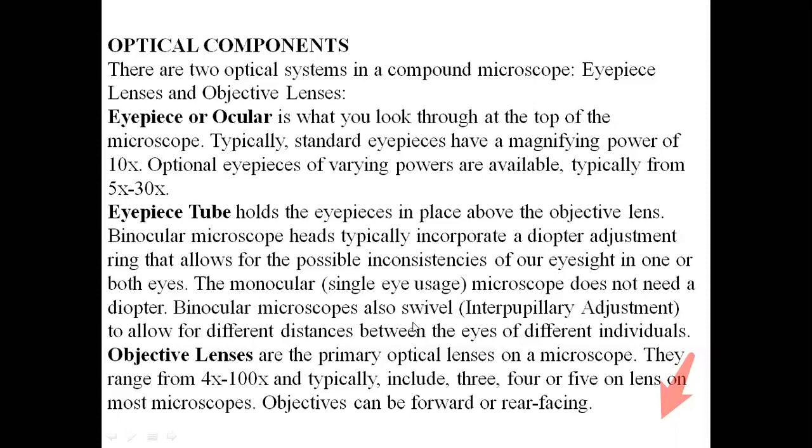Okay. What is the objective lens? The objective lens is at the bottom portion, just above the stage, through which you view the sample and focus on the sample. They are the primary optical lenses on a microscope. They range from 4x to 100x and typically include 3, 4 or 5 lenses depending on the type of microscope that we are using.